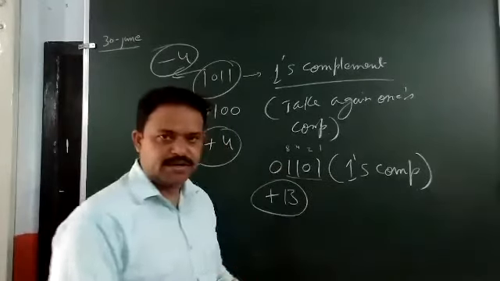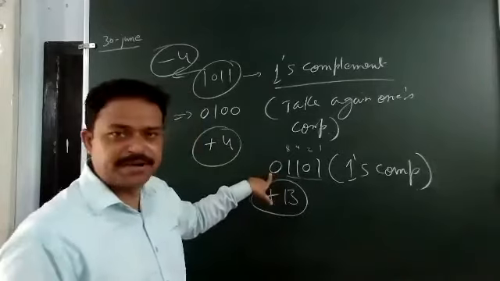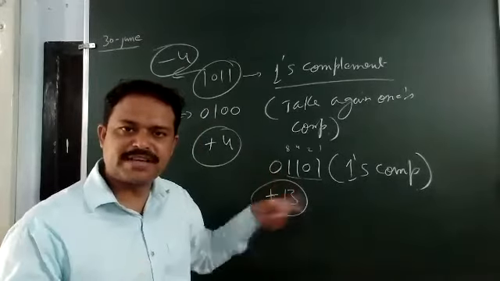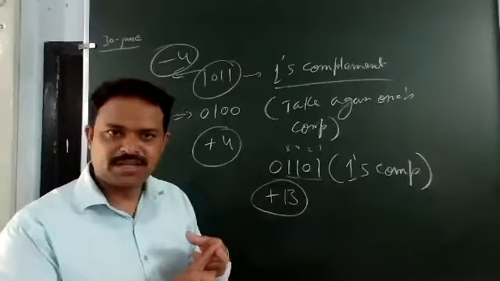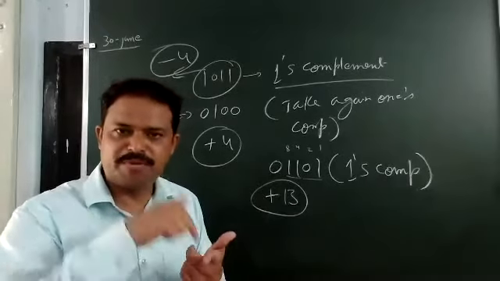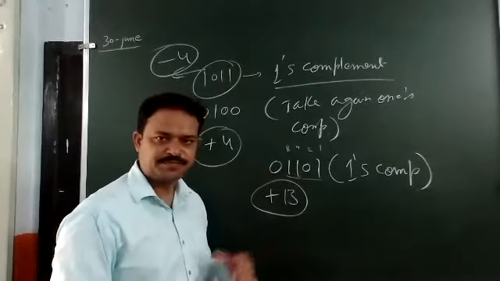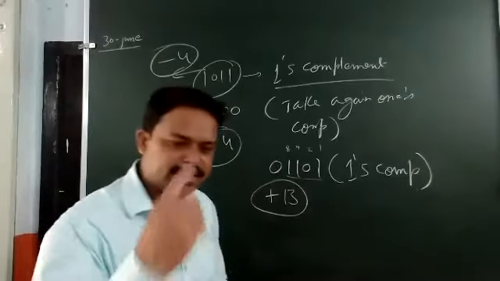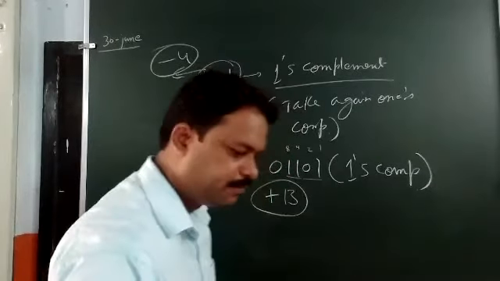0, 1, 1, 0, 1, given in one's complement. First bit 0, so we understand that it is the positive value in one's complement form. So write it down as it is. Let us take one more time, one more value.